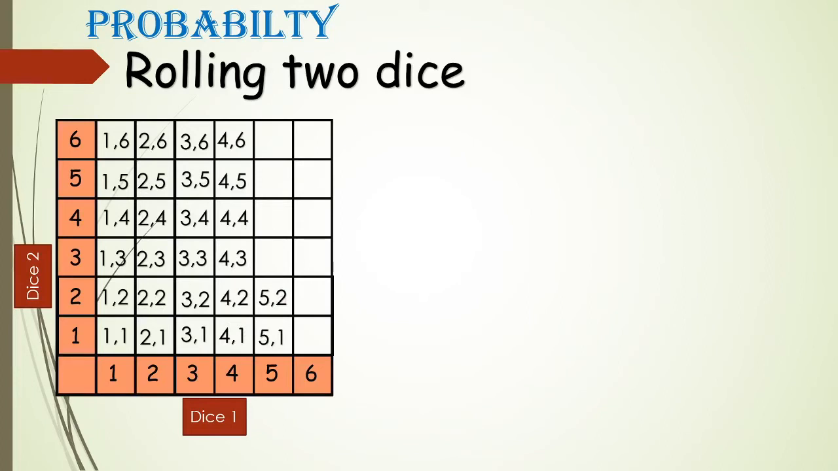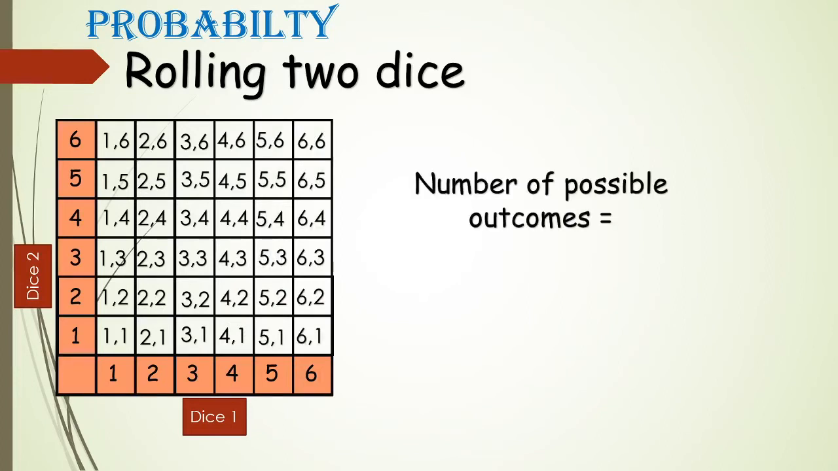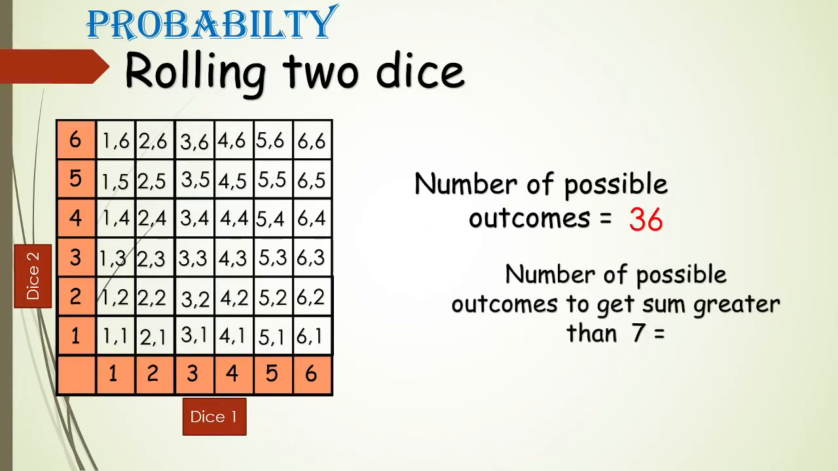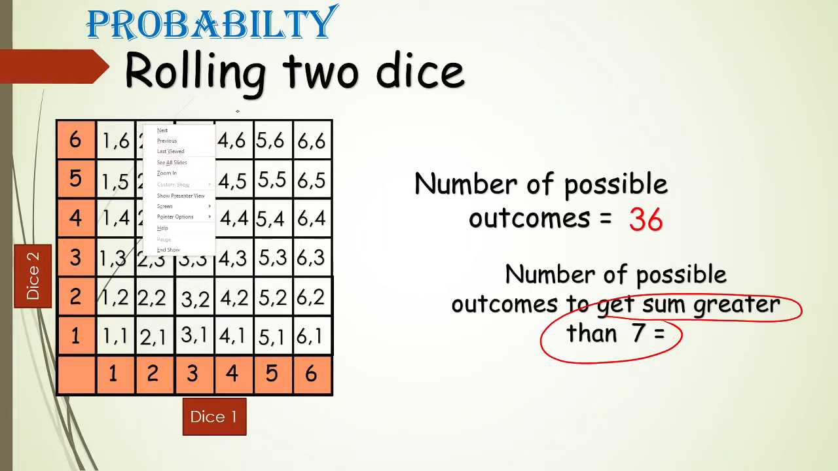Those are our outcomes. And it's still 36, the number of possible outcomes. Now, this time, what if I'm going to get a sum greater than 7? When I say a sum greater than 7, what numbers are possible there? 8, 9, 10. Didn't we already say that? How much is the sum along this diagonal?